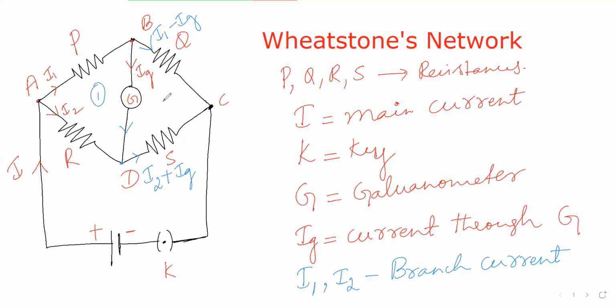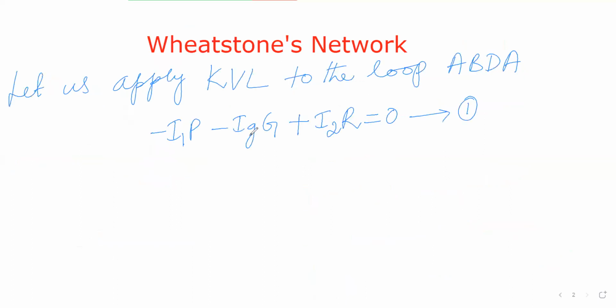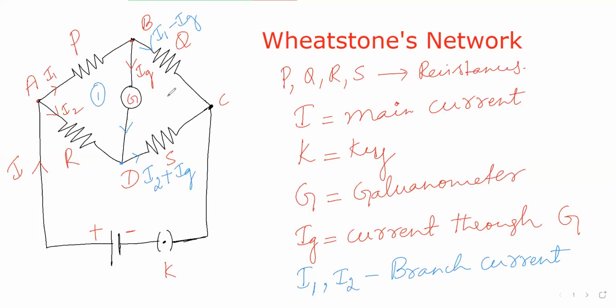Here, let me explain again. For the first loop A, B, D, A, we have to apply KVL, Kirchhoff's second law or voltage rule. So here what I have done, when we are moving along the direction of the current, we have to take it as negative. And when we are moving opposite to the direction of the current, the IR product must be positive. Okay, now we'll apply KVL to the second loop.